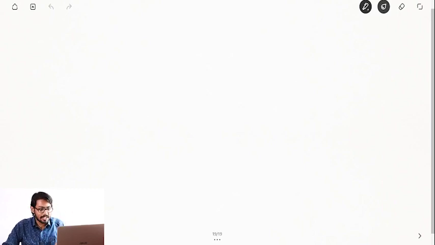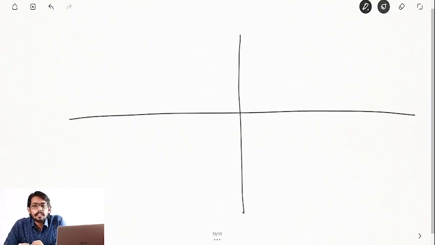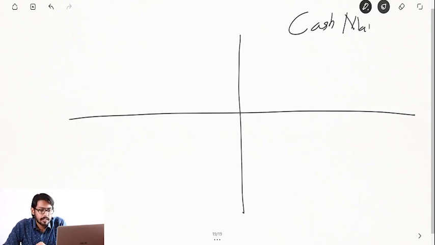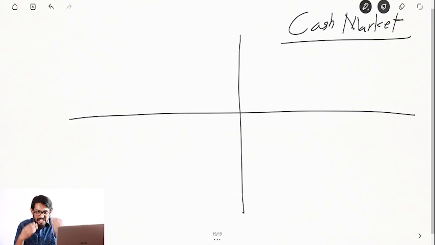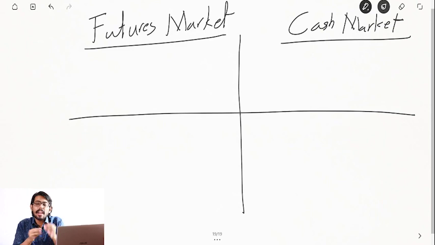Pay attention, put your pens down and pay attention, and then you can draw. Okay, this cross will be there in every question of futures. First thing, draw a cross. Okay, the cross has two sides. The right side is called cash market. In the cash market, you are trading in real products, shares, debentures. The actual product is being traded. Left side is called futures market. Okay, where futures are traded.